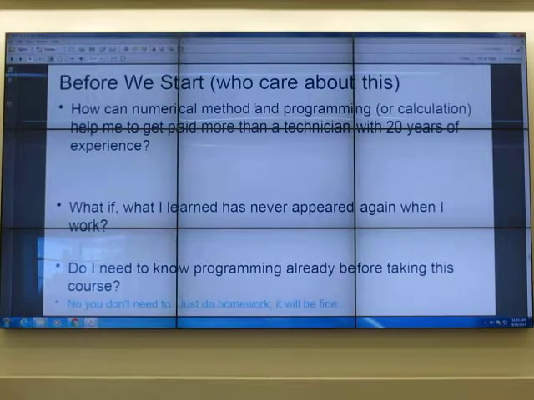Okay? So it makes you able to think about something logically, systematically, right? This clears up how you think, how you approach the problem. So if it doesn't appear again, it still helps. You should take this course. Do you need to know programming already before taking this course? No, you don't need to. Just do homework, it will be fine. Just do homework as if you are a graduate student and it will be fine.